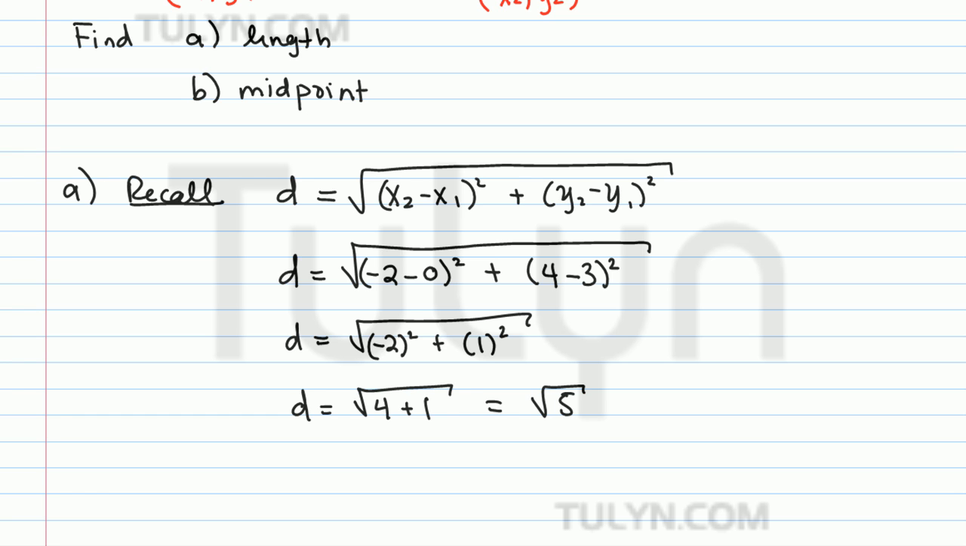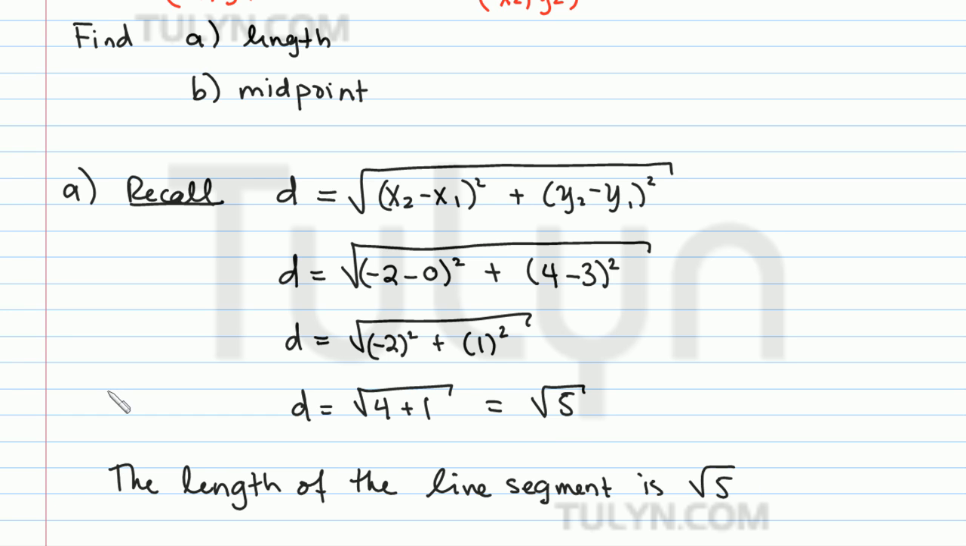So the length of the line segment is the square root of 5.